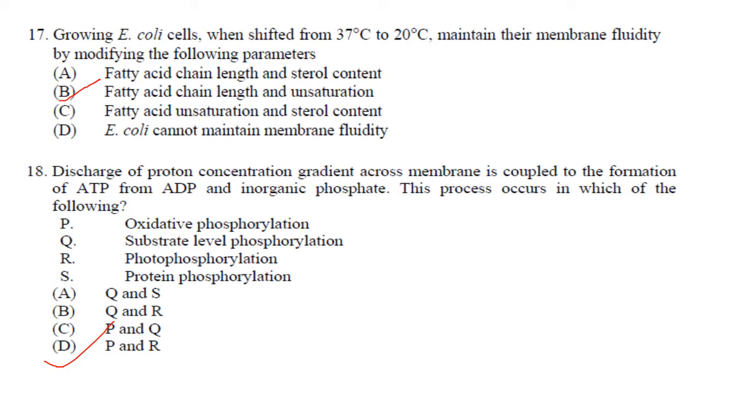It doesn't pass through the ATP synthase in the mitochondrial membrane. So substrate level phosphorylation can be eliminated. The remaining are oxidative phosphorylation and photophosphorylation. So answer is option D.